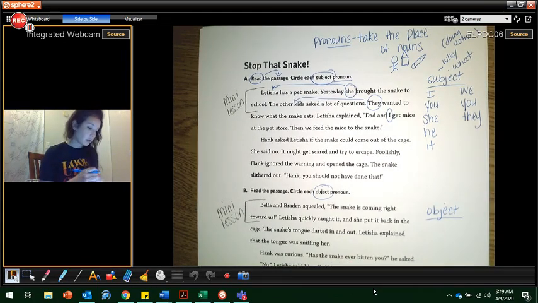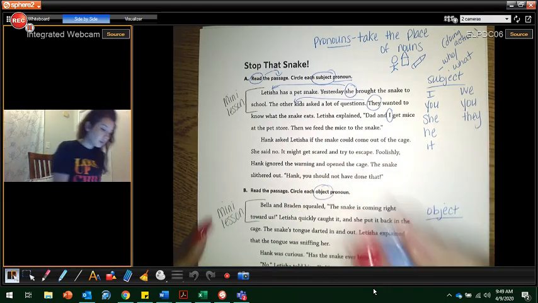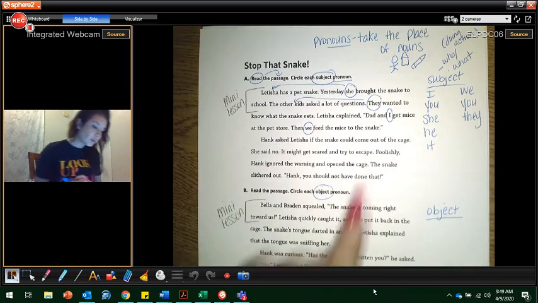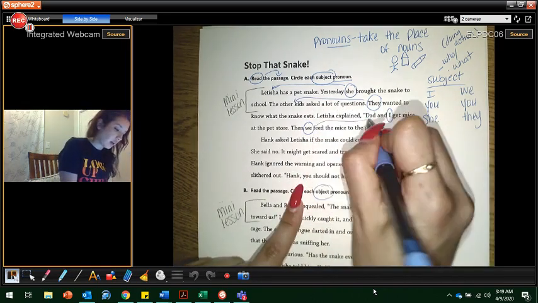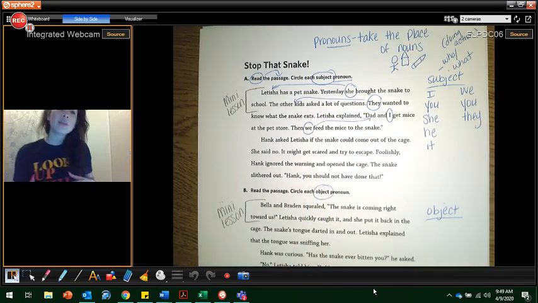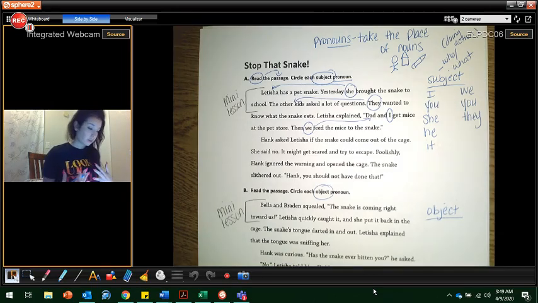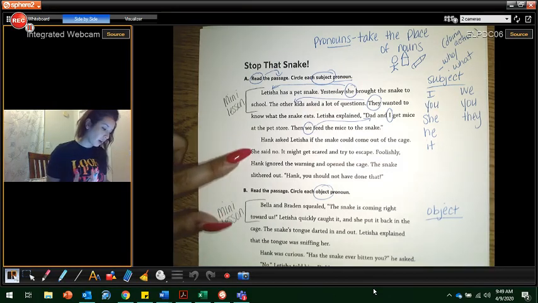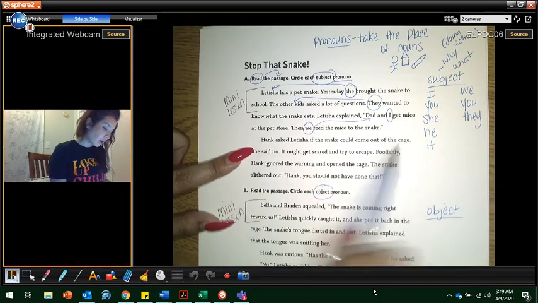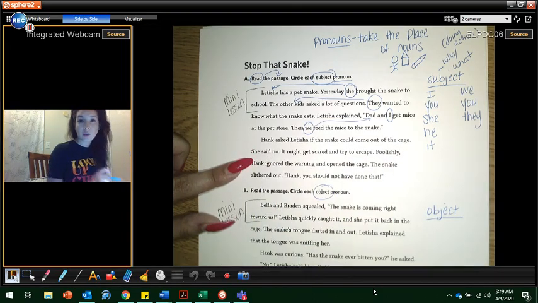Let's continue on. Then we feed the mice to the snake. Now, we is a subject pronoun. It is representing Dad and I. So again, it's taking the place of different nouns. Let's finish reading on. Hank asked Letitia if the snake could come out of the cage. I don't see any pronouns here, so I'll keep going. She said no. Do you see a pronoun? I do.